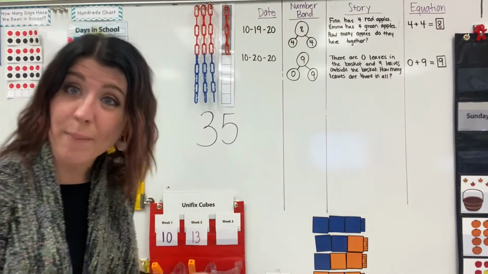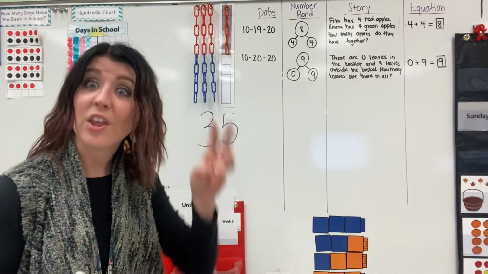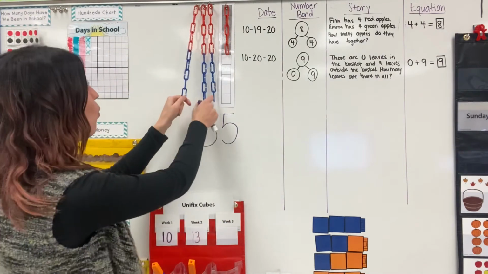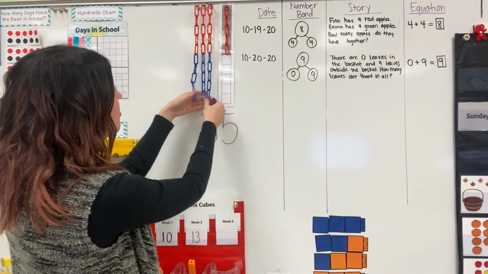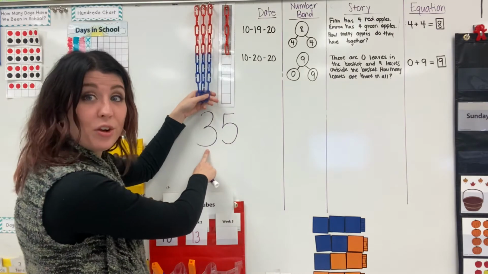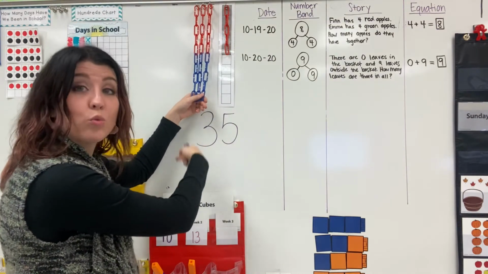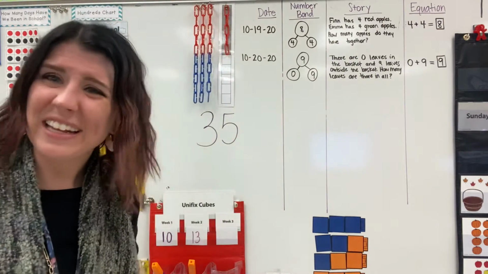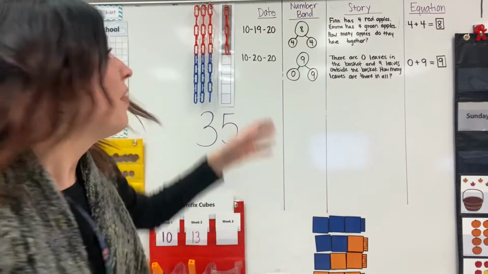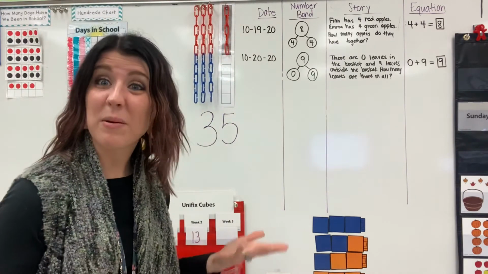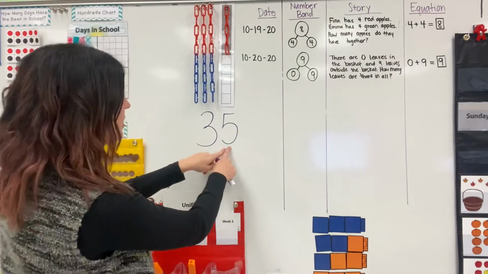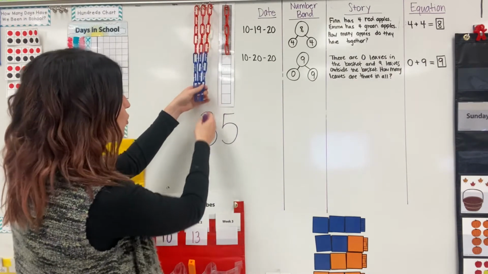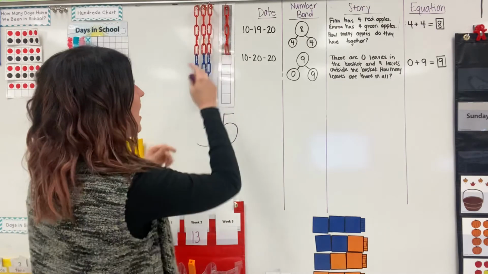How many groups of 10 do you see? 3 groups of 10. 1, 2, 3. That's what this 3 means in 35. It means we have 3 groups of 10. Then how many are over here that are not in a group of 10? There are 5 extras that haven't made a 10 yet. So that's where this 5 comes from. We have 3 groups of 10 and then 5 extras.